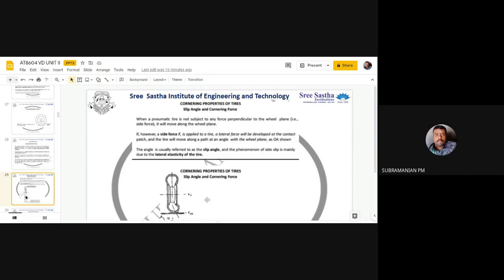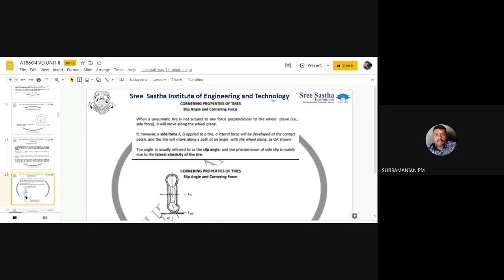You see my cursor movement. If this force is not there, the tire will be moving along the wheel plane. There will be no slip angle. It will be following the wheel plane. When the side force happens, listen carefully. The side force will be acting on the tire. In order to counteract the side force, there will be another lateral force, developed due to the contact maintained by the tire with the road. A lateral force will be developed at the contact patch. You can see both will be in opposite directions.